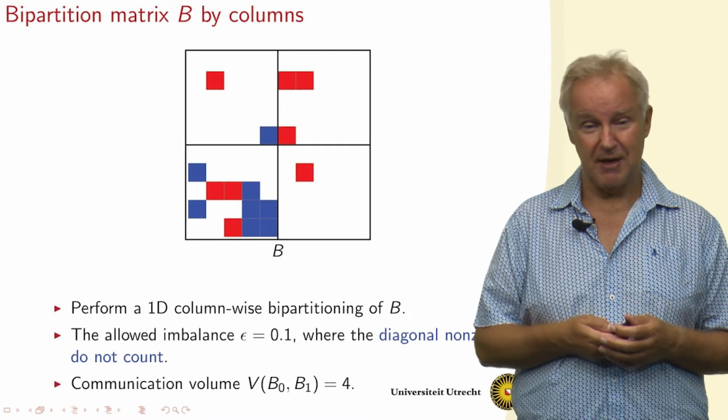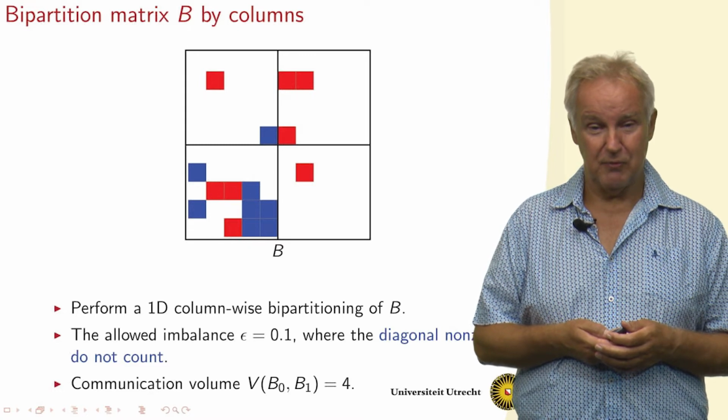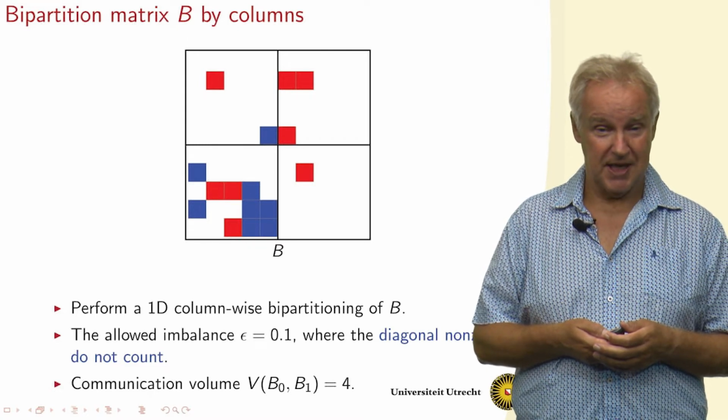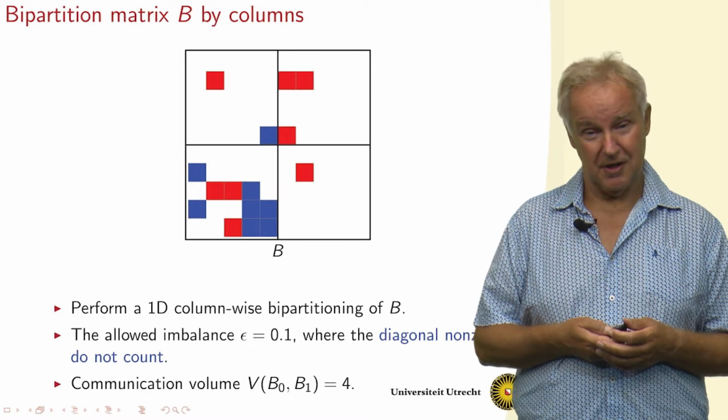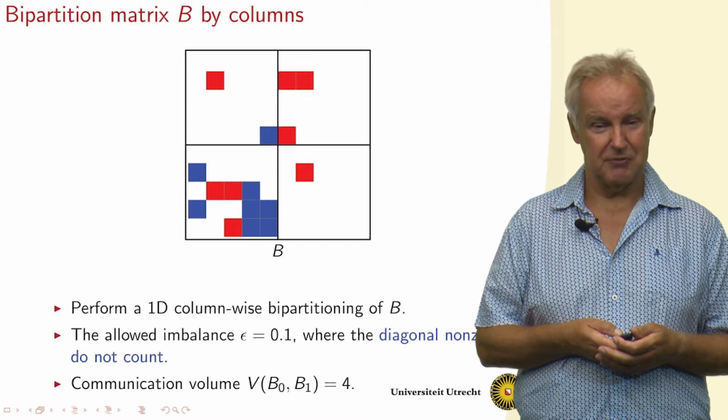And here we see we have a communication volume of 4, because you see that 4 rows of the B matrix have both a red and a blue non-zero. So that's why the communication volume is 4.